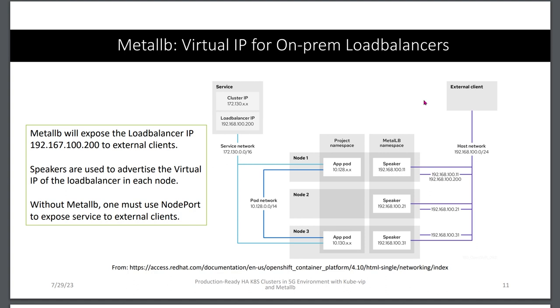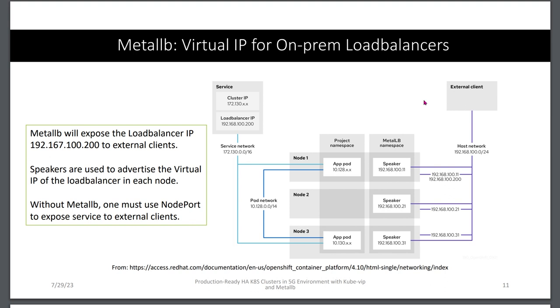It's called Metallb. In this graph, you can see that I have a Kubernetes service, and it has a cluster IP and a load balancer IP. Metallb will assign a load balancer IP to the service, and this is all on-prem. The assigned IP here is 192.168.100.200. And then these Metallb speakers will broadcast, advertise this load balancer IP to the external client.